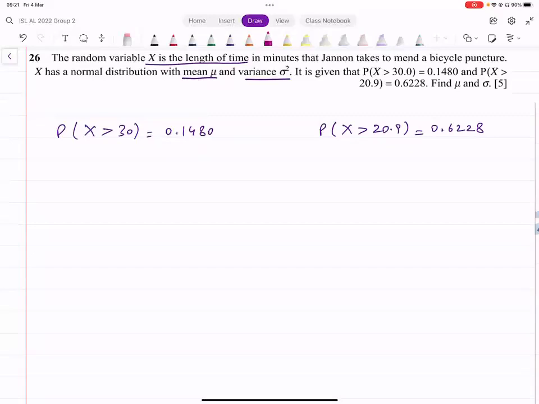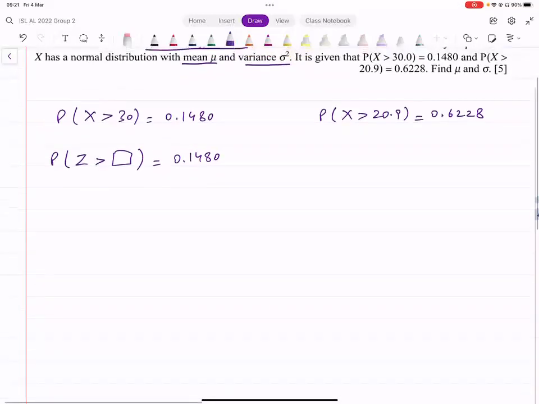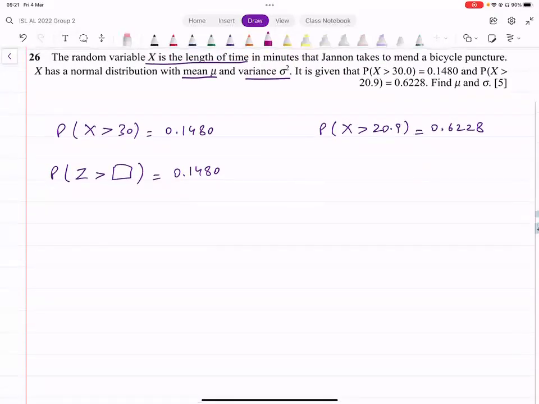What we do first is we convert it to Z. Probability of Z greater than something. We don't know what that is. That is equal to 0.1480. ठीक है? So area towards the right now is 0.1480. Right side पे area जो है that is less than 0.5.